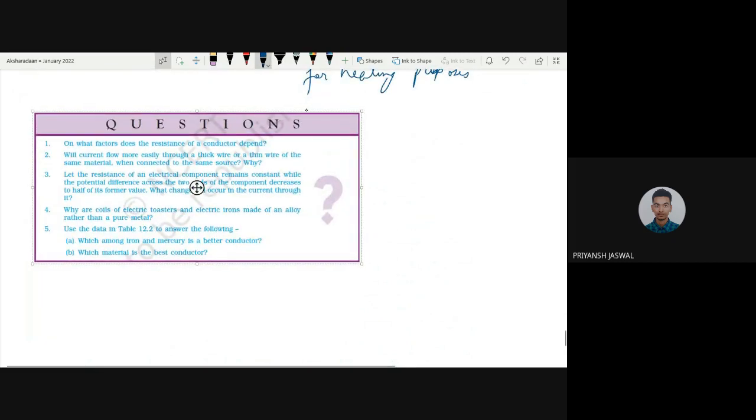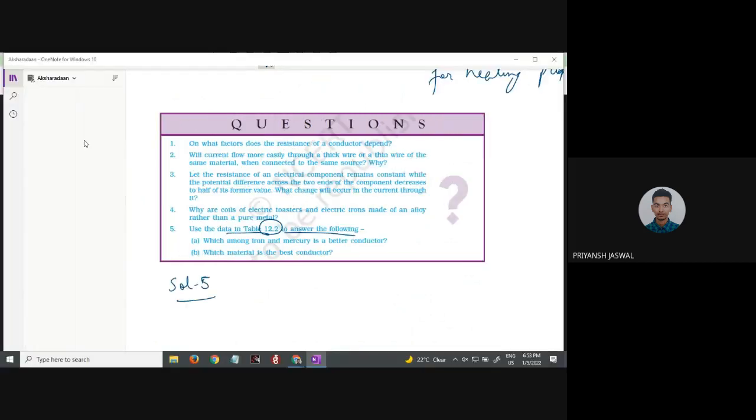Next question. Use the data in table 12.2 to answer the following. Which among the iron and mercury is a better conductor? Let's quickly grab the 12.2 table.